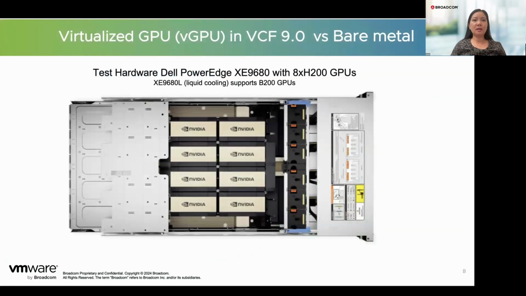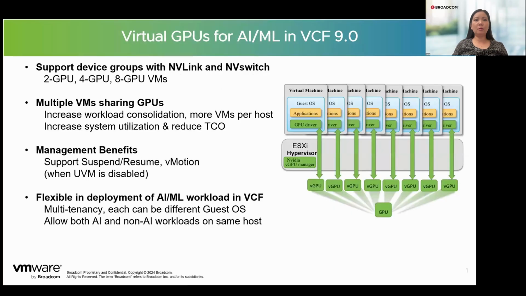For this purpose, we collaborated with Dell and NVIDIA on benchmarking MLPerf inference workloads on Dell XE9680 servers with 8 H200 GPUs. We use vGPU in VCF for our benchmarking. vGPU provides a number of benefits compared to bare metal or direct path I/O. It supports device groups with NVLink and NVSwitch.